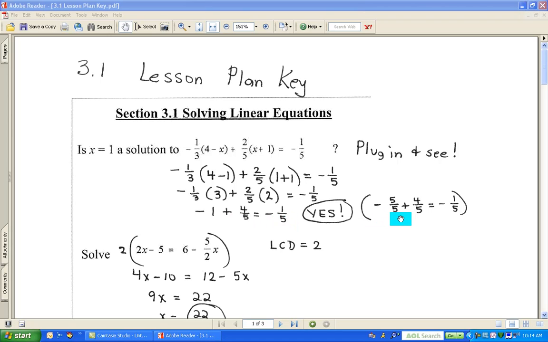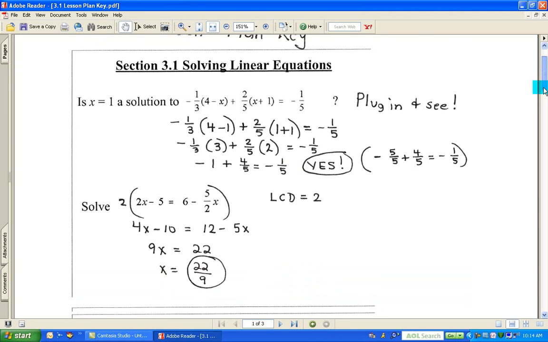And if you want to see the work, if you come over here, negative 1 was written as negative 5 over 5, getting a common denominator to add fractions. Negative 5 over 5 plus 4 over 5 equals negative 1/5. So the reason the answer is yes, that the number 1 is a solution to this equation, is because it works, meaning it makes the left-hand side of the equation equal the right-hand side. So if someone simply asks you a question, is a number a solution, you just plug it in.